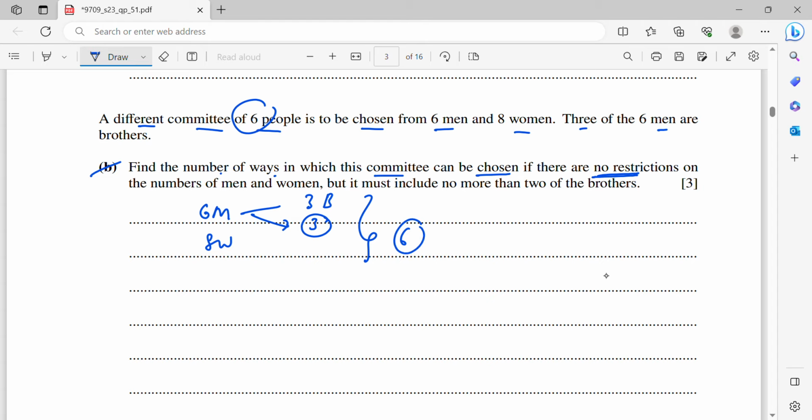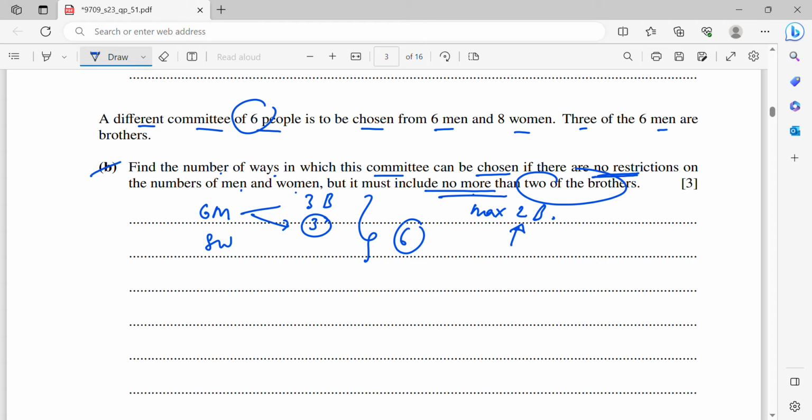But it must include not more than 2 of the brothers. Okay, not more than 2 of the brothers means that the maximum is 2. Okay, maximum 2 brothers. Right? So for this question we have 2 methods to solve. So the first method is direct.